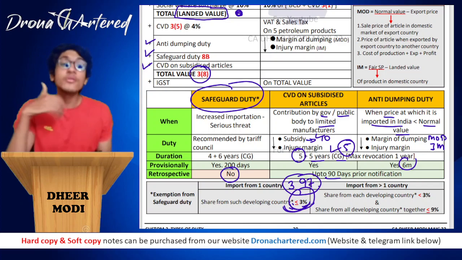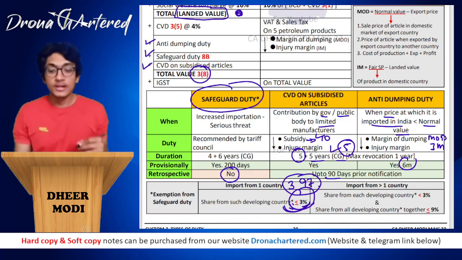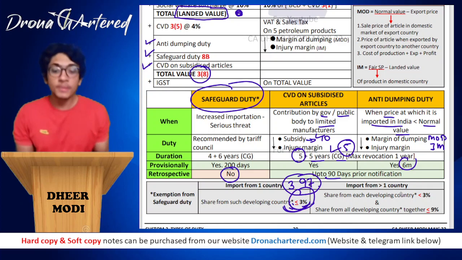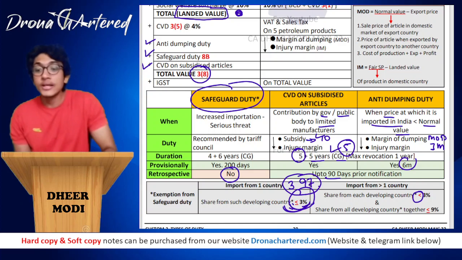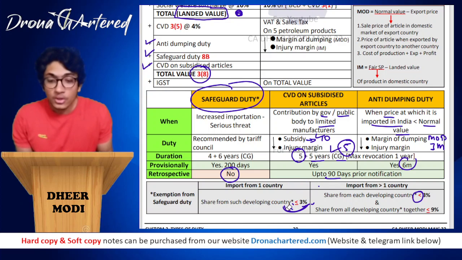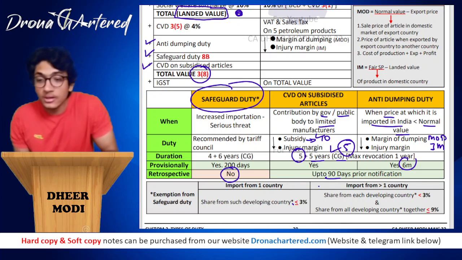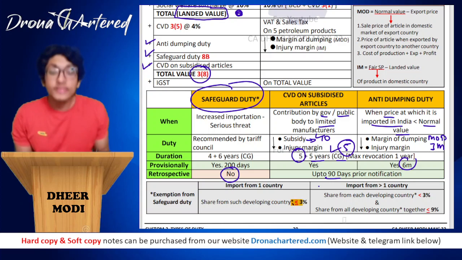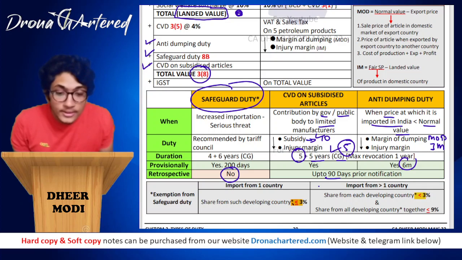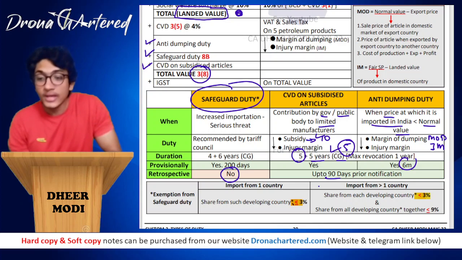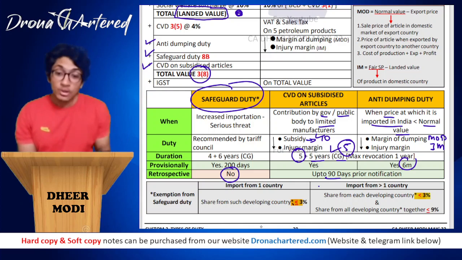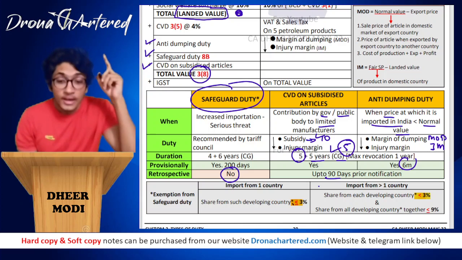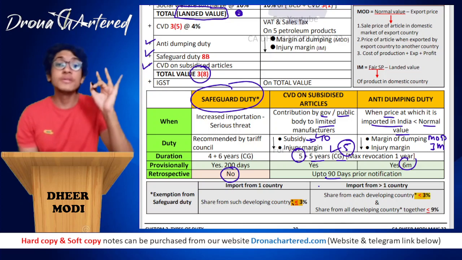Okay, if you are importing from more than one country, then the condition to be satisfied is the share from each developing country has to be less than. Do you notice any difference over here? Over here it says less than or equal to, but over here it only says less than 3%. You have to carefully remember this. Okay, do not make a mistake. So over here less than or equal to 3% is allowed, but over here it only has to be less than 3%. That means even if it is equal to 3%, this exemption will not be given.